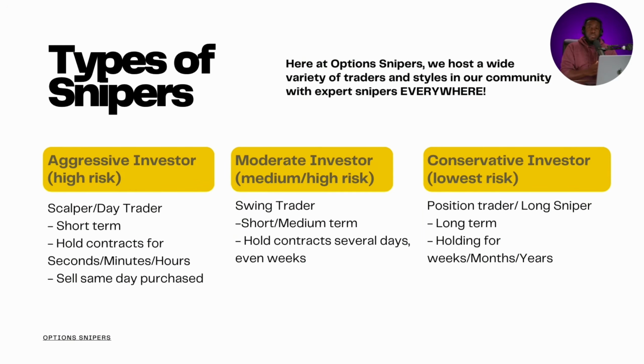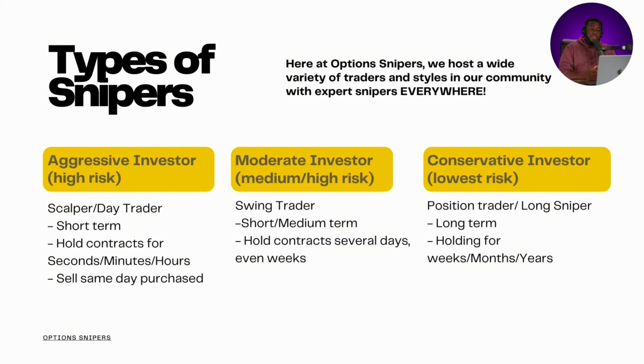We have three types of snipers here at Option Snipers University. We have the aggressive investor, which is more high risk. We have the moderate investor, which is more medium to high risk. And then we have the conservative investor, which is lower risk. Usually with high risk, there's high reward. Low risk, typically low reward. When you're an aggressive investor, most of the time you're looking at shorter term contracts with shorter term expiration. Sometimes you're buying and selling contracts literally within the same day.